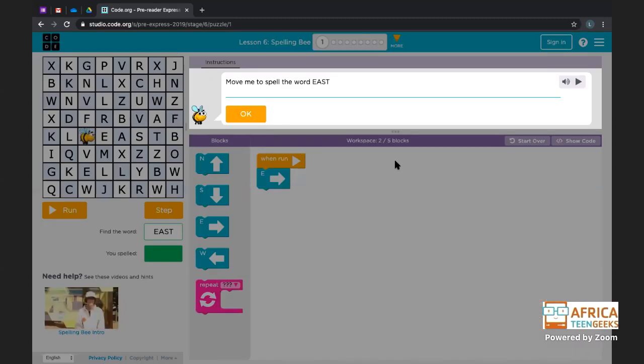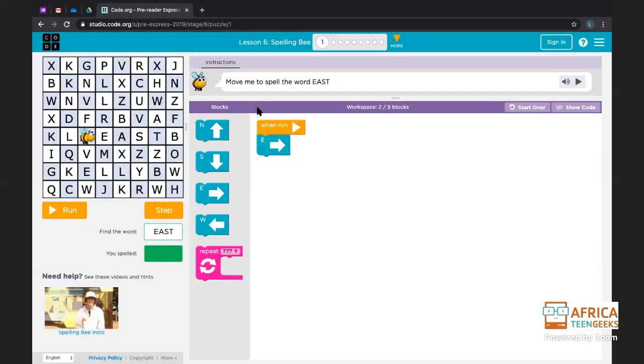Okay, let us start. Today we are going to do spelling. Can you see that we need to find the word east? Now the little B says, move me to spell the word east. Let's give it a second or two to see if we can find the word east in this little block.